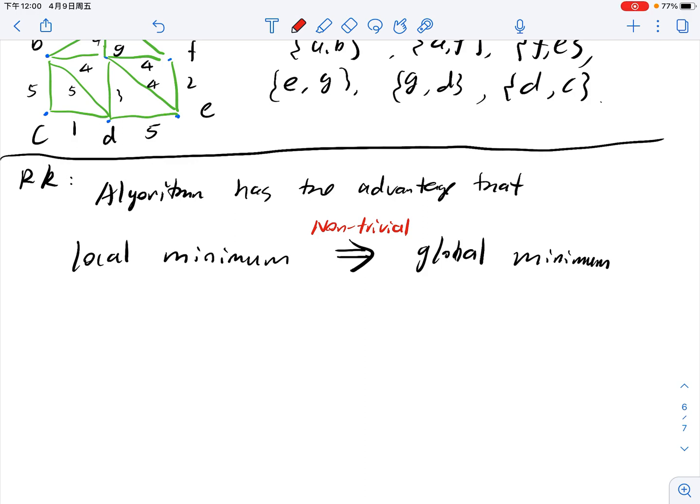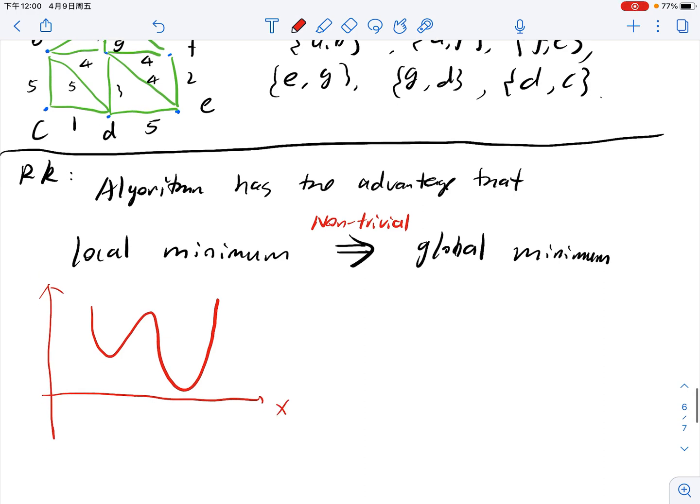Because I can give you an example. For example, if you have this graph of some function, this is x and y, this is f(x). At each step, we just work towards, for example, this point A. A is a local minimum, there's no doubt. But the problem is that globally, B is the global minimum instead of A.